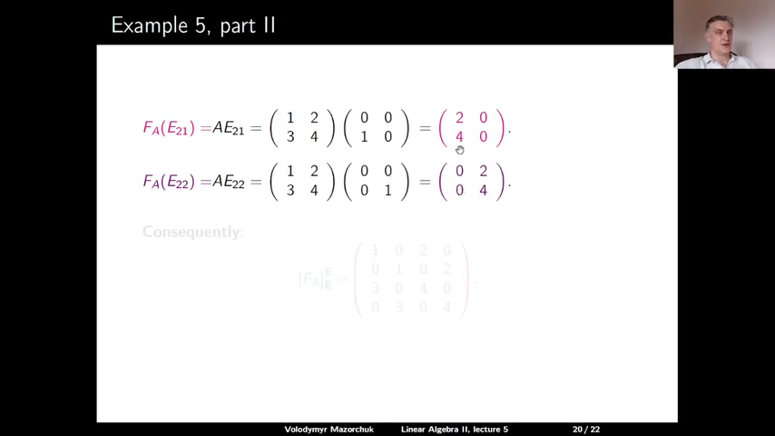So now when we write the coordinates of all these 4 matrices which we got as columns, we get that the matrix of the linear operator f sub A in our standard basis is the following matrix which we read column-wise: 1, 0, 3, 0, 0, 1, 0, 3, 2, 0, 4, 0, 0, 2, 0, 4.